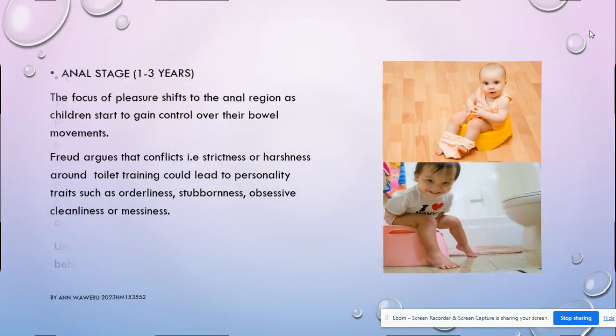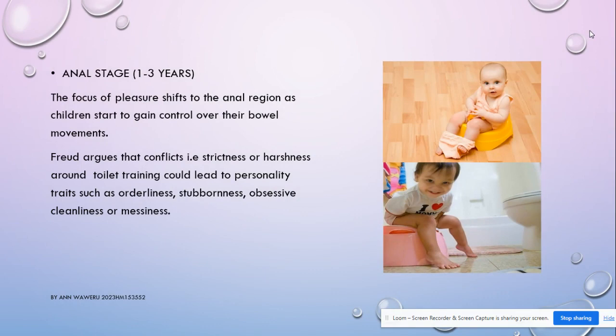The second stage is the anal stage. Here, the pleasure shifts to the anal region as the children start to gain control over their bowel movements. It's around the time that you teach your child how to use the toilet, but we first begin with potty training. Freud argues that conflicts, that is, if you are very strict or harsh around toilet training, could lead to personality traits such as orderliness, stubbornness, obsessive cleanliness, or messiness.